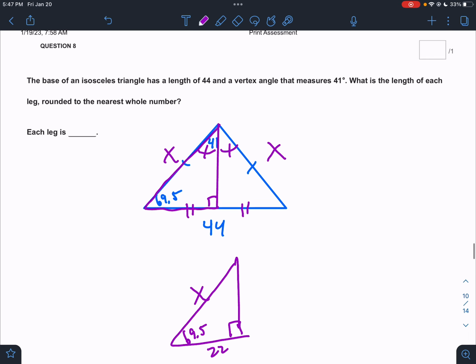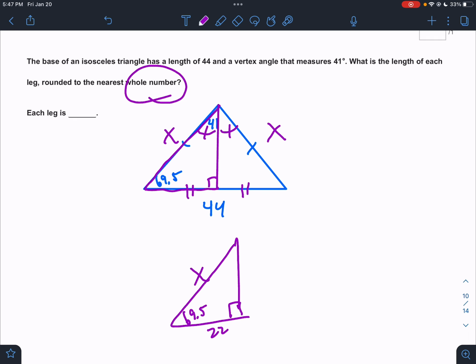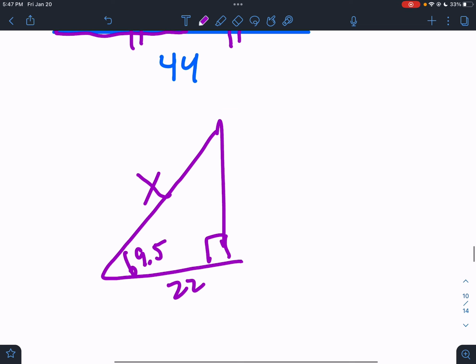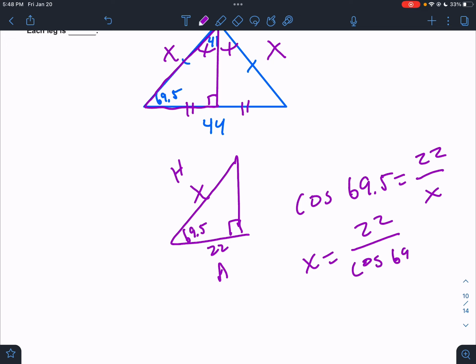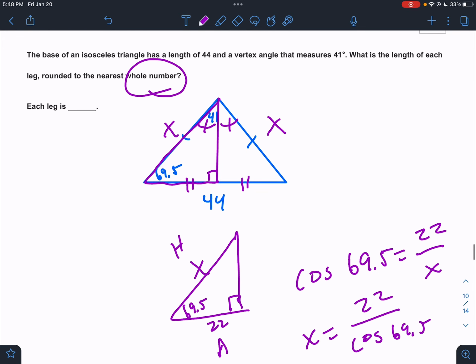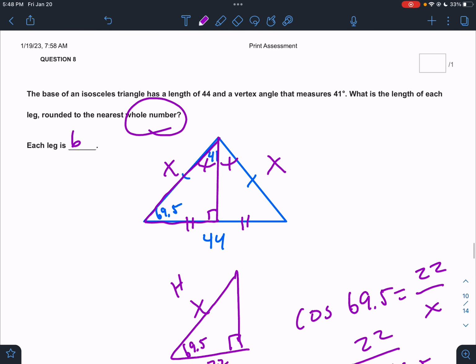What is the length of each leg rounded to the nearest whole number? Well, I need to solve this situation. This would be adjacent, hypotenuse. This would be the cosine of 69.5 equals adjacent 22 over hypotenuse x. So x is down low. It switched places, you know. It's going to be 22 over the cosine of 69.5. I get 62.8. It's going to round to 63.